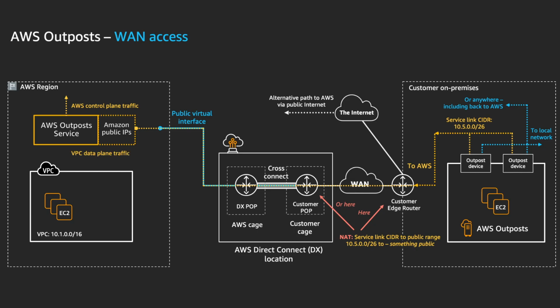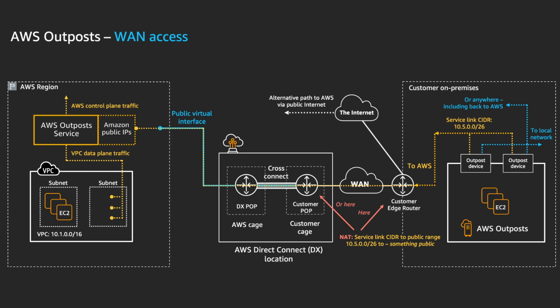Now, likewise, for data plane traffic, we actually had a VPC architecture earlier where the VPC spanned both the region and the Outpost. So the connectivity from that VPC to the Outpost is also via the AWS Outpost service and the service link. So in this case, if we've got an EC2 instance on the right-hand side and it's communicating with other EC2 instances inside the Outpost, that's fine.